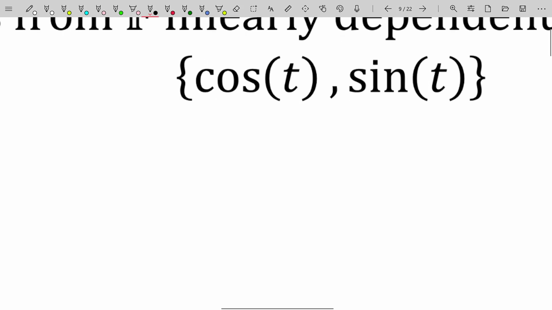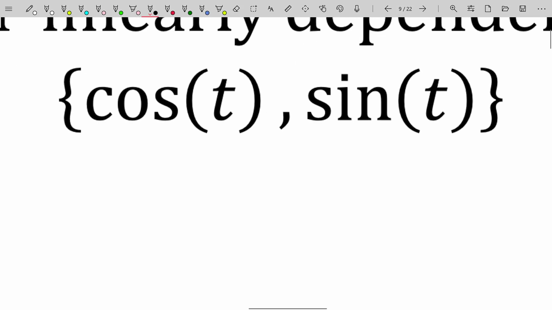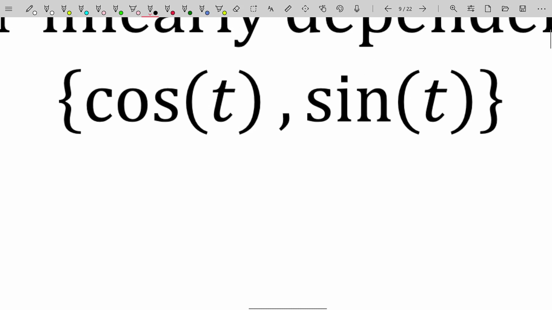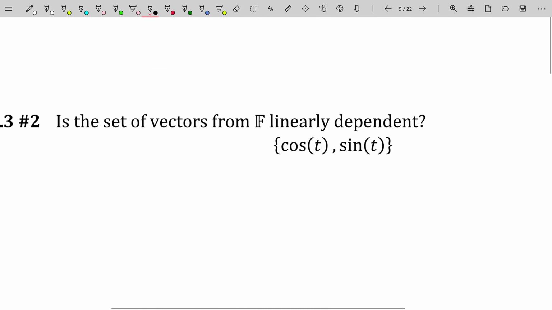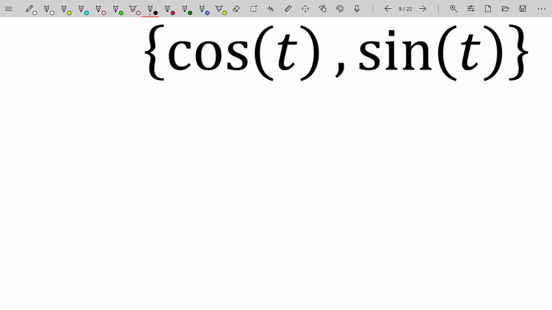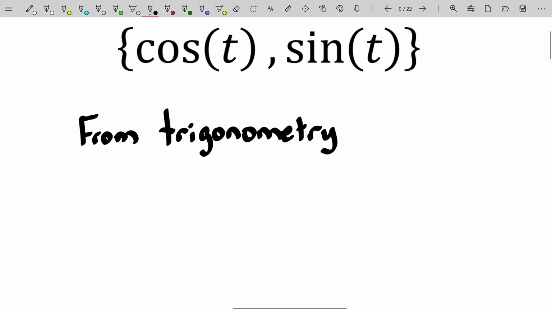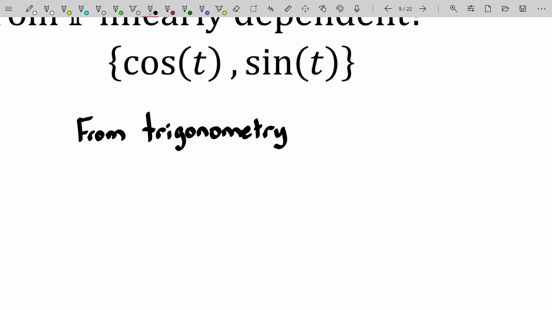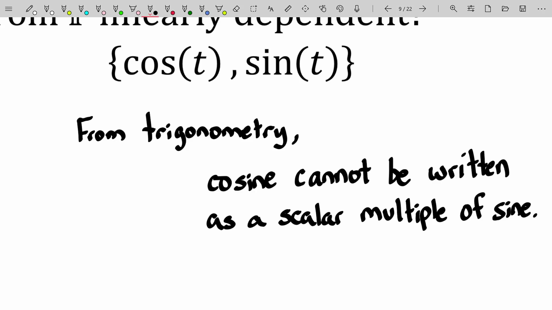For example, I'm currently considering this set from linear algebra of two functions, and I want to show whether or not this set of vectors is linearly dependent. Now let me remove the brackets there and talk only about the trig functions. So I start with trigonometry, which means I'm stepping into my trig material and I'm allowed to use anything I know without proof from that course. And from that course, I happen to know cosine cannot be written as a scalar multiple of the sine.